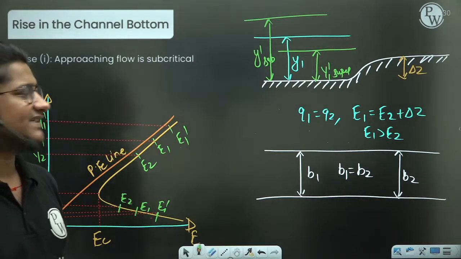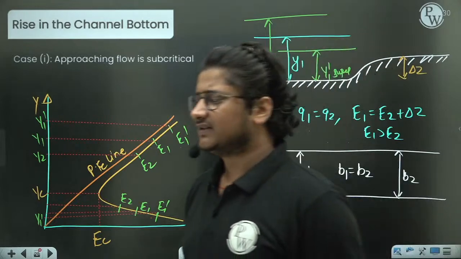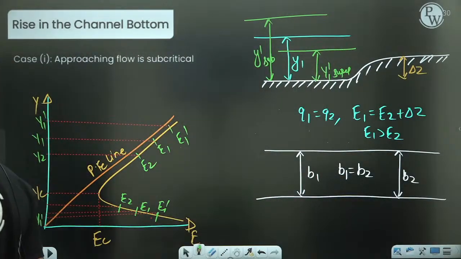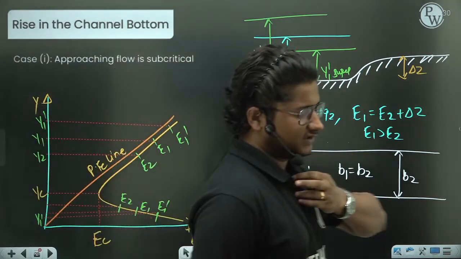See, if you understand channel bottom rise, channel bottom fall is the simple case. Nothing to worry about. Channel bottom fall is the simple case.